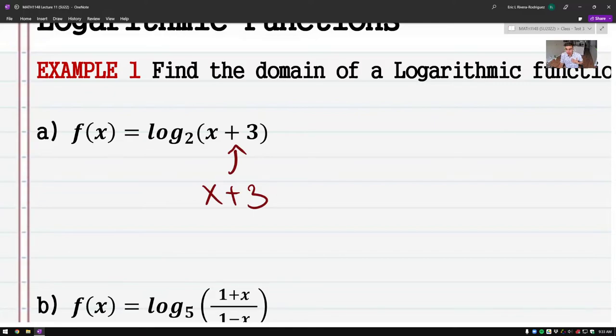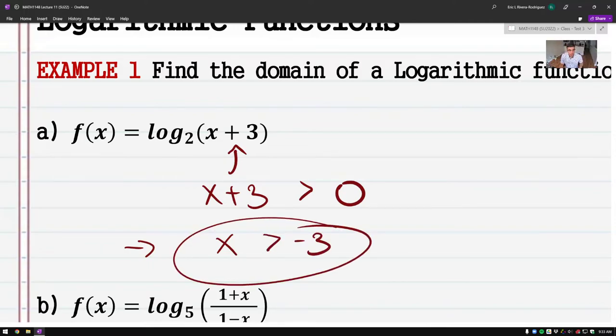Well, we know by definition that the logarithmic function only will evaluate positive values. So we are going to use this. We are going to take the argument, and the argument needs to be greater than 0. So we use this inequality, we solve it, and we find the domain of this particular logarithmic expression. The domain of this function is from negative 3, without including it, to positive infinity. That's the domain.